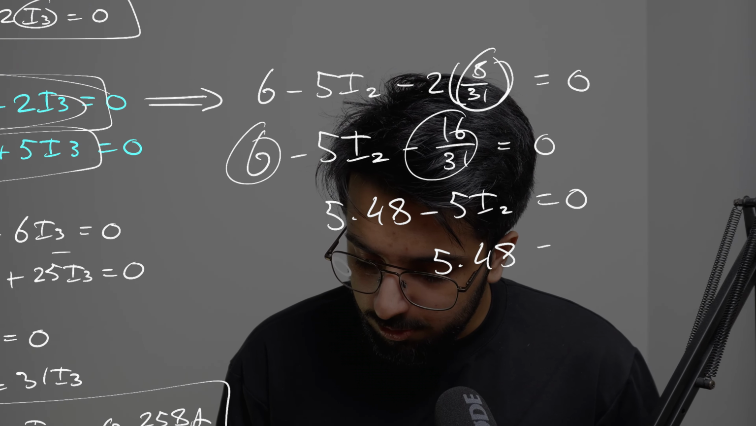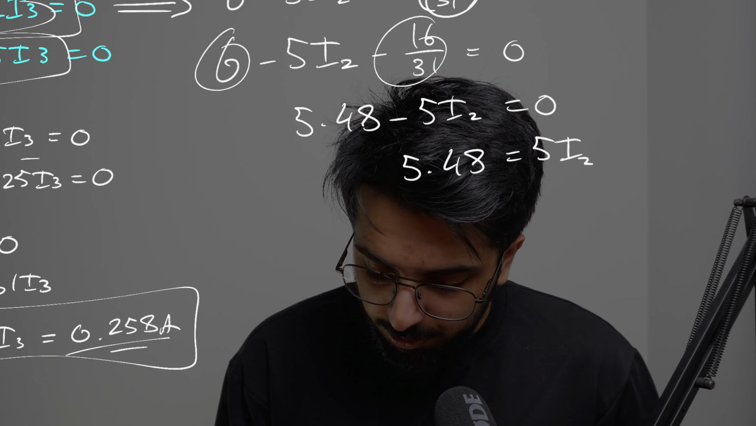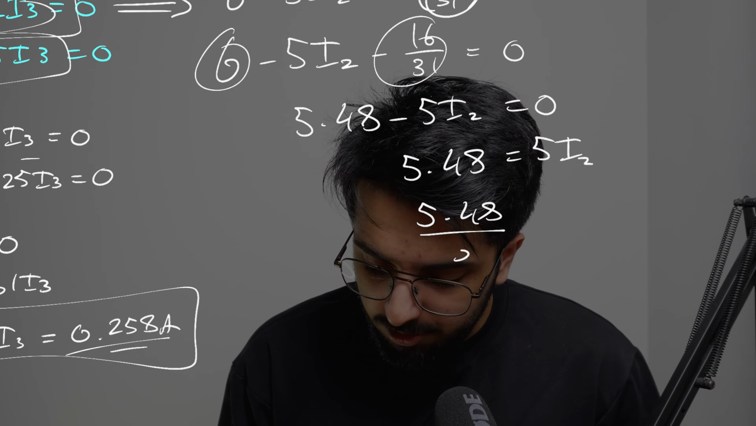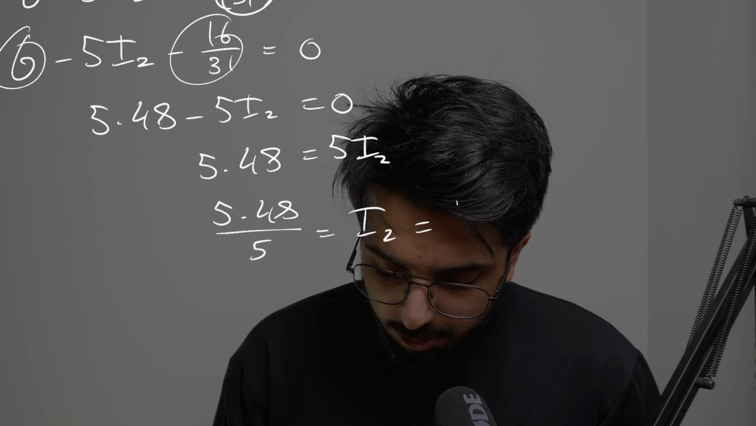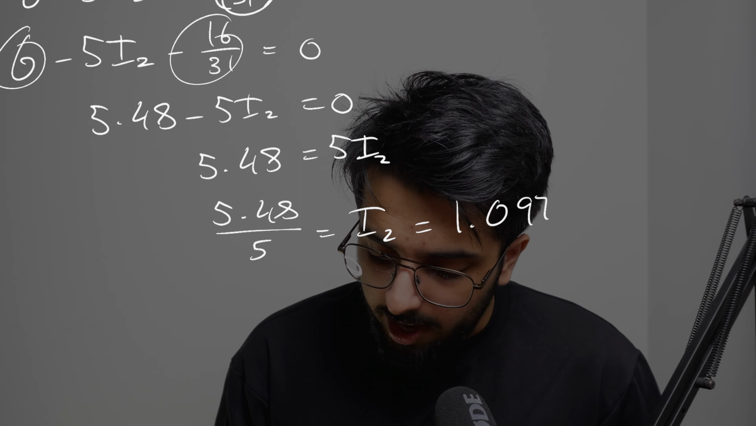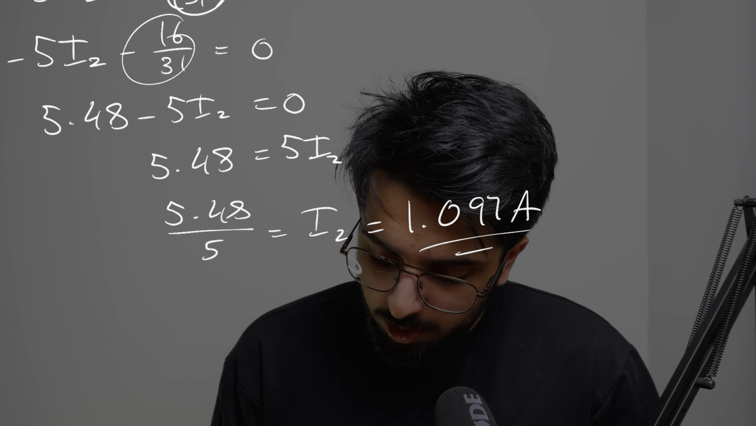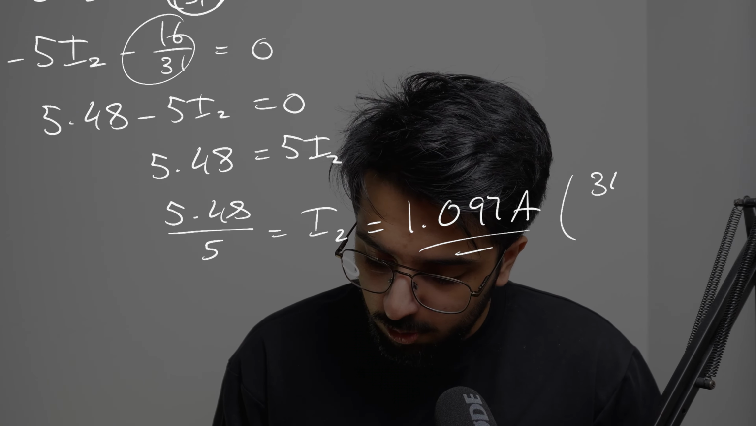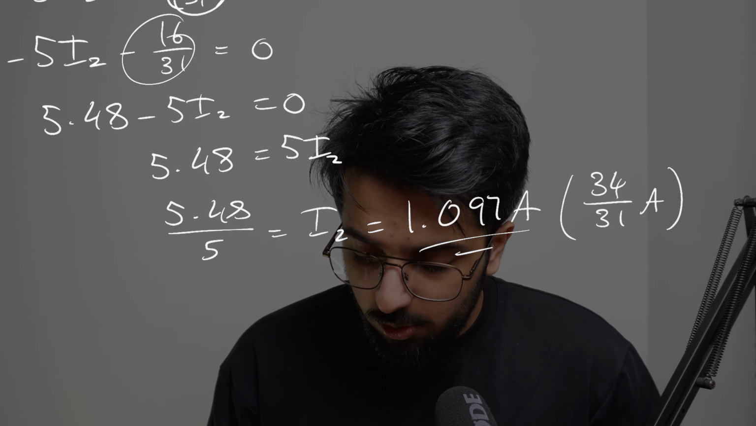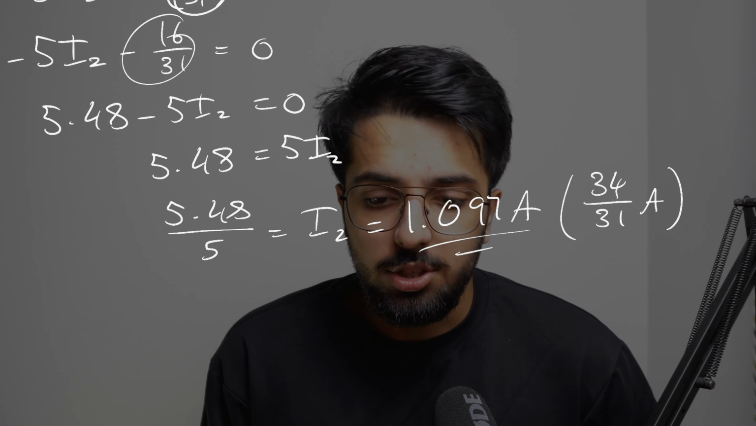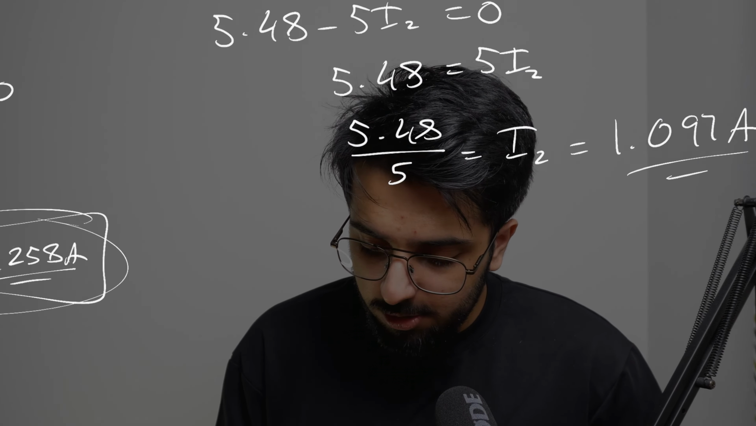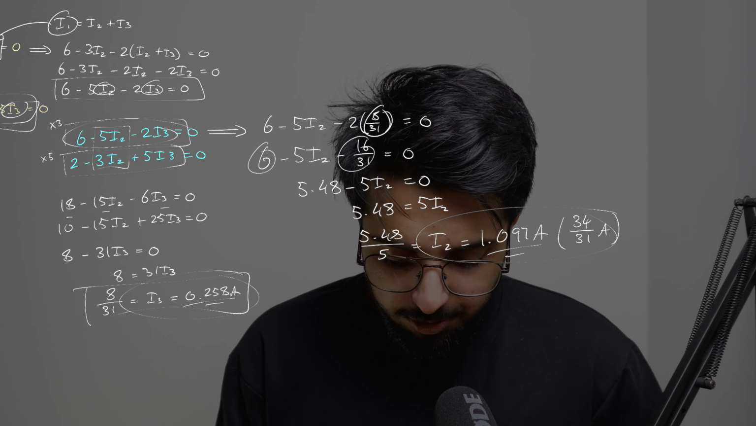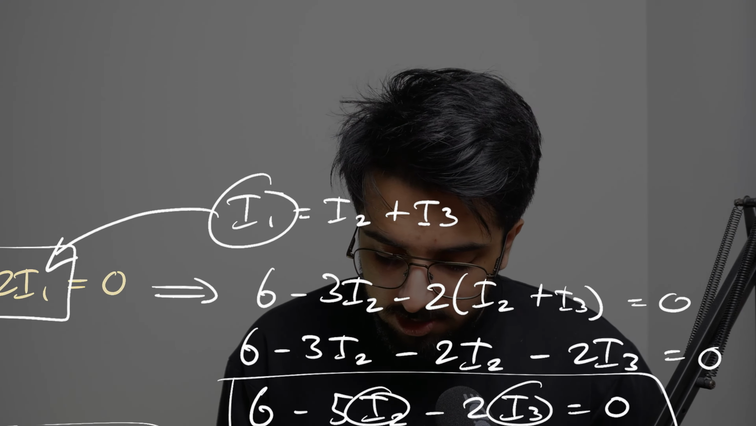5.48 is equal to 5I2, and so therefore 5.48 all over 5 is equal to I2, and this gives a value of I2 as 1.097 amps. There we go. Or we could say that this is 34 all over 31 amps in order to keep whole values for future calculations, okay? And so now that we have the value of I3 and the value of I2, we can now find the value of I1 using this equation right here.